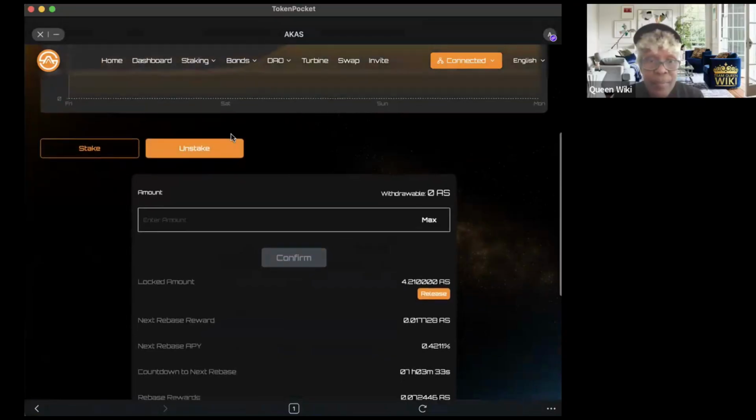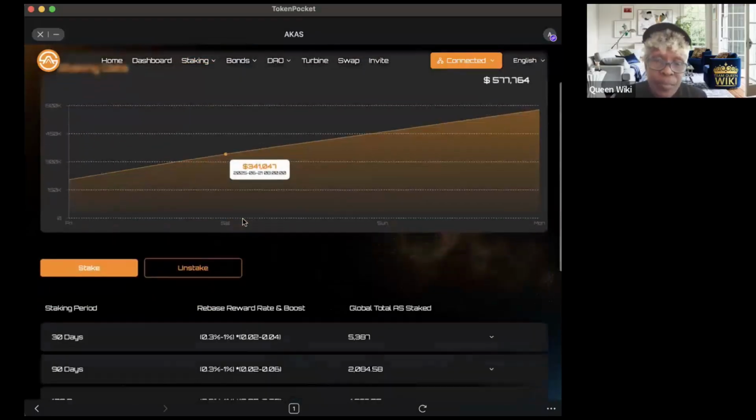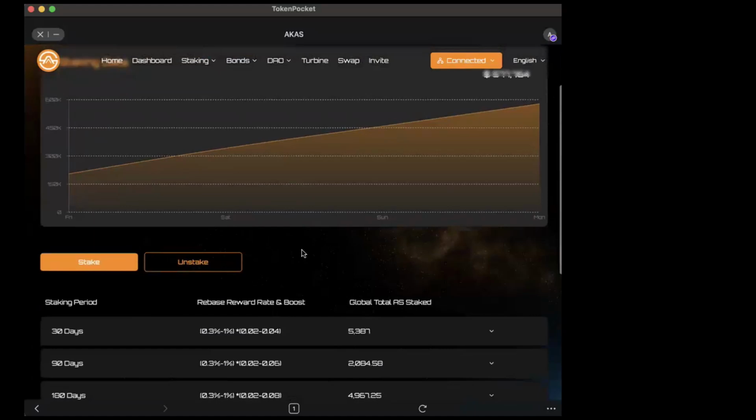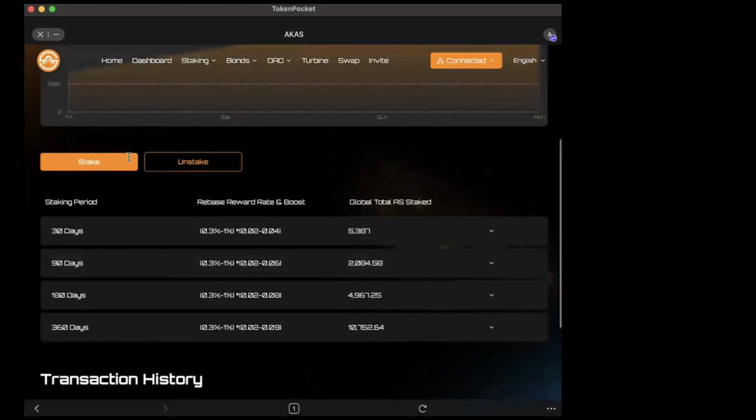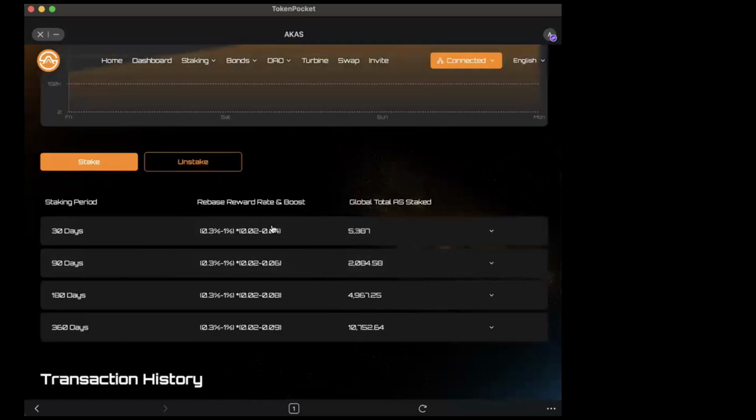Okay, so the next one will be our long-term staking. For long-term staking, stake and unstake are totally different. Now I think we go for the stake first, most people will pick this option. Because of the rebase reward, they actually have another boost, the booster. So the rebase reward will add on the boost.